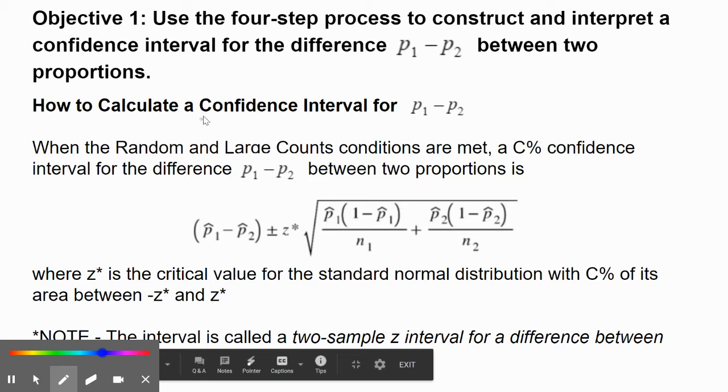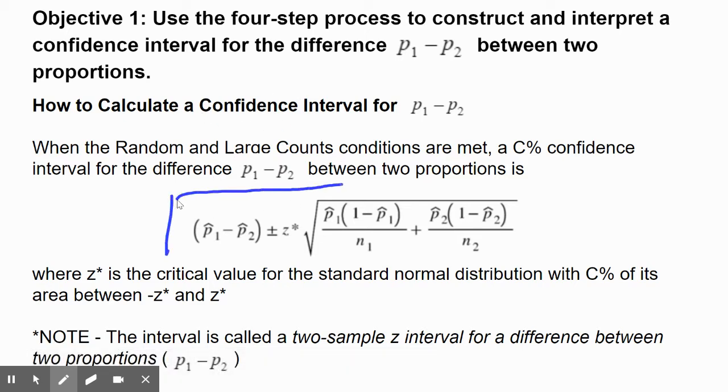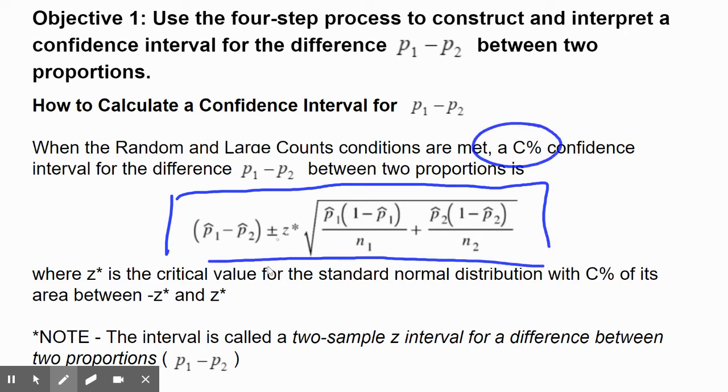When we're calculating a confidence interval, this is our formula for a C% confidence interval. We subtract the two sample proportions. This is the point estimate. We add or subtract the margin of error, which includes our z star. Z star is the critical value associated with the C% confidence level.